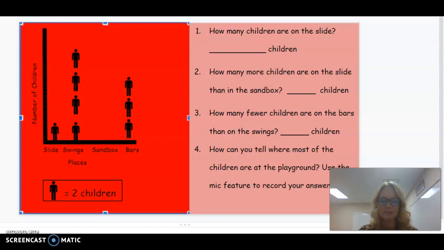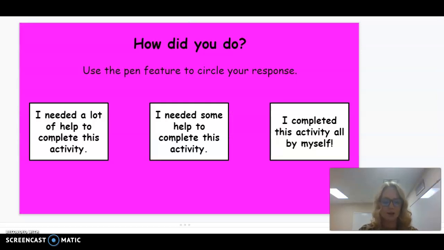Now, the last slide you will always see on your activities. This is for me to tell how you are doing or did on the activity. So you are going to select one of these boxes and circle it. I needed a lot of help to complete this. Did you need a lot of help from someone? Then you circle this. I needed some help to complete this activity. Did you need just a little help? Then circle this. Now, if you did it completely by yourself and needed no help, then go ahead.